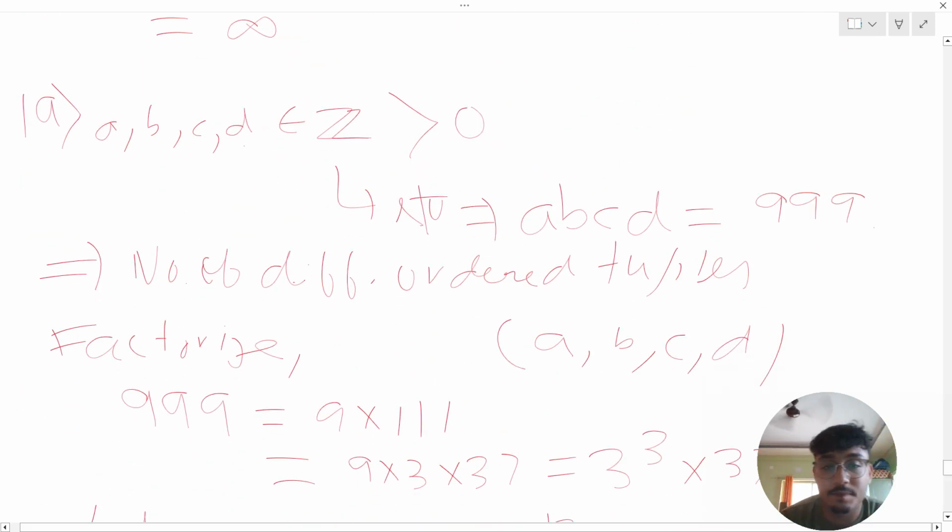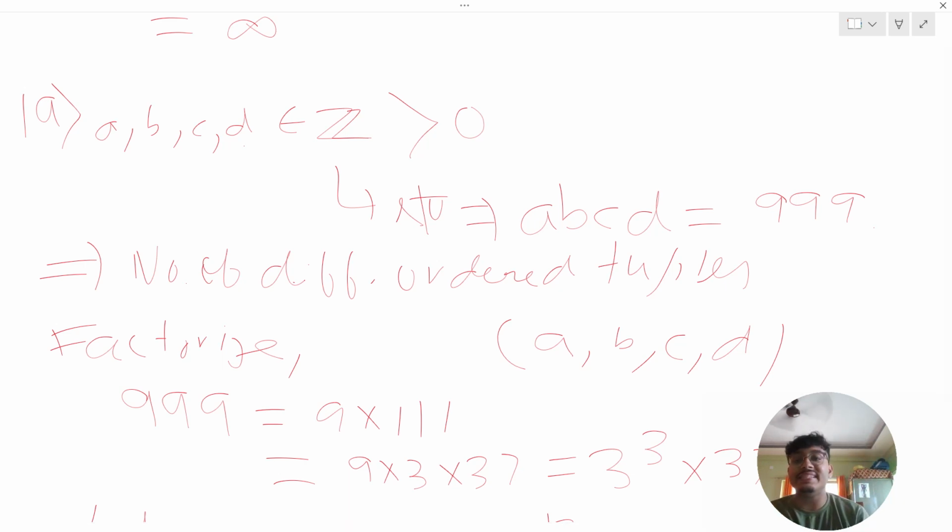Question number 19. We are given 4 integers a, b, c, d, all of which are greater than 0, such that a times b times c times d is 999. We need to find the number of different ordered quadruplets a, b, c, d. A very good and very cool usage of permutation and combination. The number of solutions formula has a very good use in this.